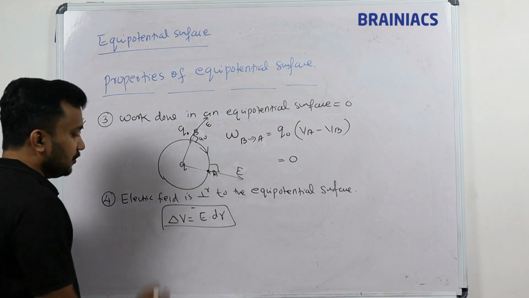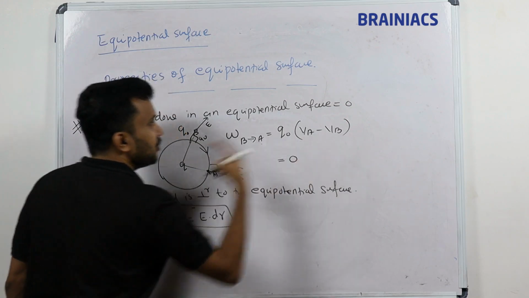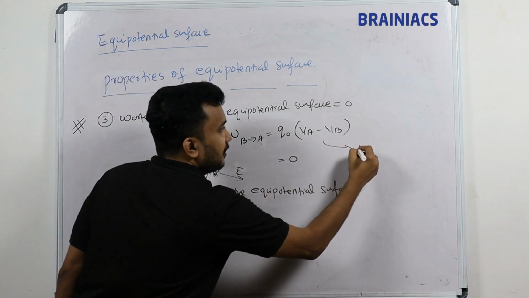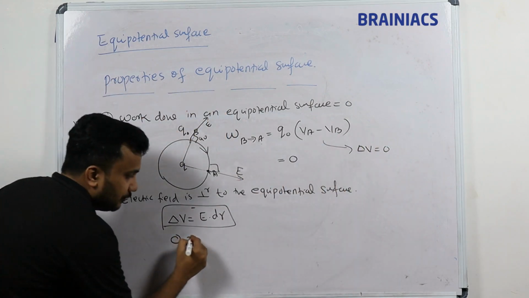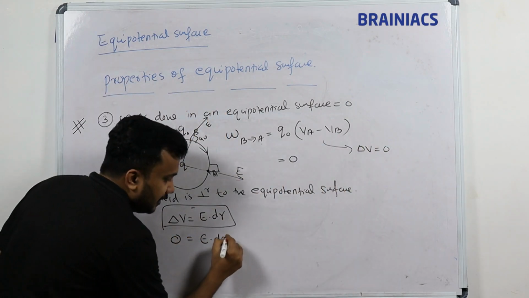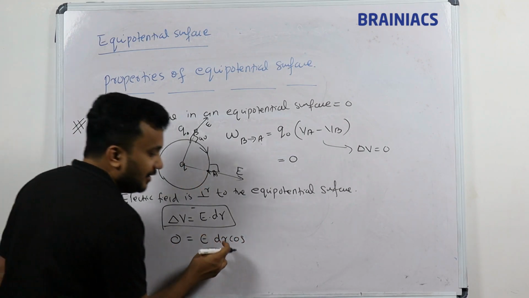So E dot dr. What is called here? Potential difference. In an equipotential surface, what is the potential difference? This is actually our delta V, right? Delta V is 0 here, which means it is equal to E dot dr. Dot product means what? 0. How will we get electric field and dr?